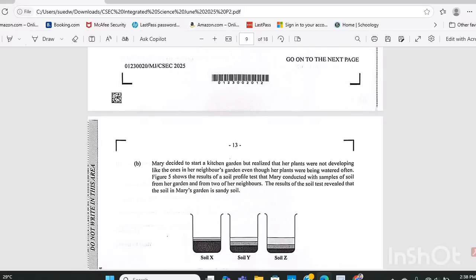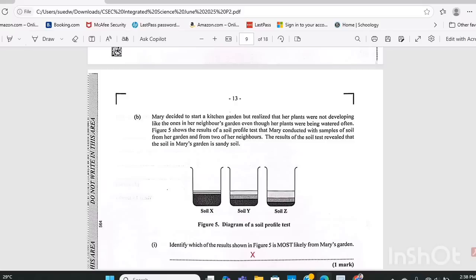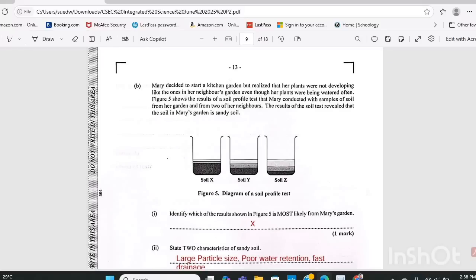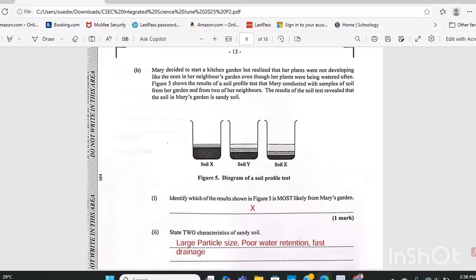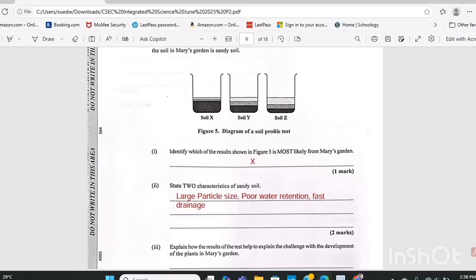So they gave us 3 soil samples, soil X, Y, and Z, and asked which of the soil types would have been sandy, and the answer is X. And it says state 2 characteristics of sandy soil. Sandy soil has large particle size. It has poor water retention and fast drainage. And that's 2 marks. And I would have just given you an extra one.